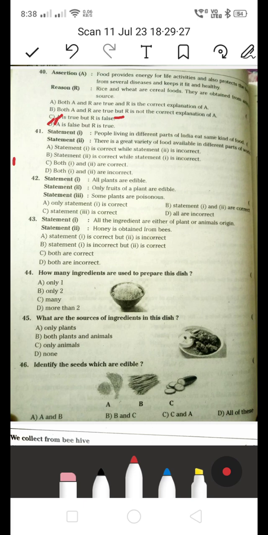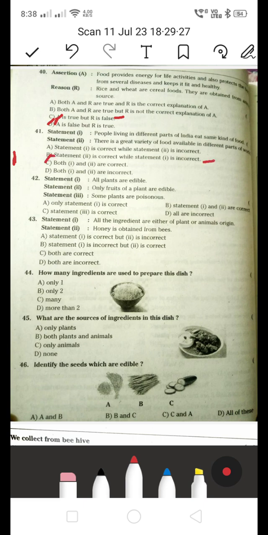Next one, statements 1 and 2. Statement 1: People living in different parts of India eat the same kind of food. Statement 2: There is a great variety of food available in different parts of the world. Which is the right answer? A, statement 1 is correct while statement 2 is incorrect. B, statement 2 is correct and statement 1 is incorrect. C, both 1 and 2 are correct. D, both 1 and 2 are incorrect. Which is the right answer? Its answer is B.